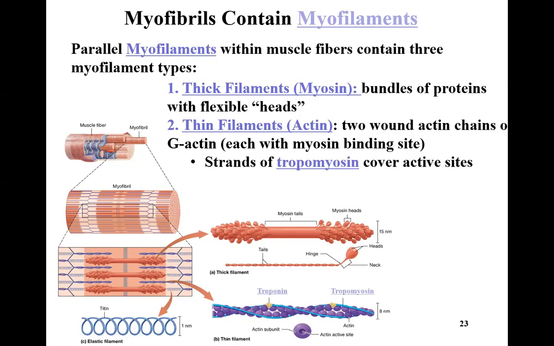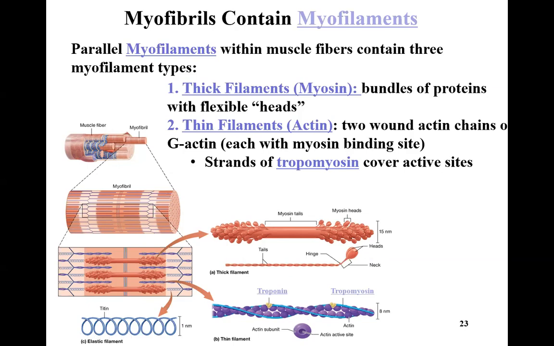I say under certain circumstances because there are two more proteins that are involved in this process. First of all, we have something called tropomyosin, this little teal strand right here. When your muscle is at rest, so your legs right now are pretty relaxed because you're sitting down on the couch, tropomyosin is covering over the active sites on actin, preventing the myosin heads from binding to the actin active sites.